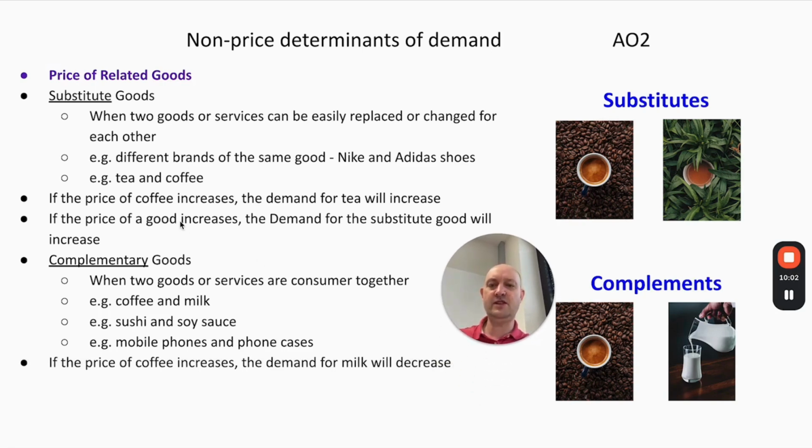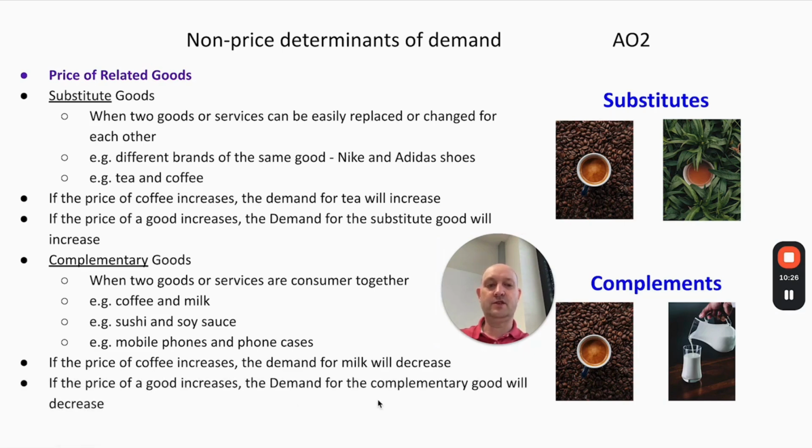So the relationship here is the opposite to substitute goods. So if the price of coffee increases, then the demand for milk will decrease. And the reason for that is, if the price of coffee increases, then people are less likely to buy coffee. And therefore, if they use less coffee, they're going to use less milk because it's a complementary good. And then that gives us our relationship here. If the price of a good increases, the demand for the complementary good will decrease. So for example, the sushi prices go up, people will buy less sushi, and therefore the demand for soy sauce will go down.